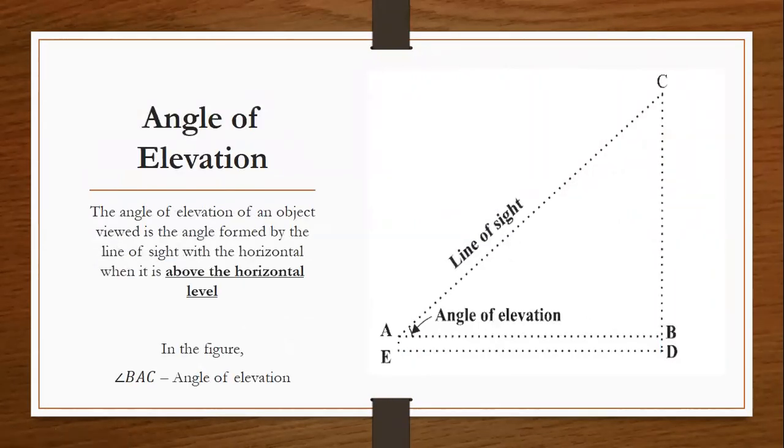Next one is angle of elevation. Now the person A is standing and he is looking up at the tower. So when you are looking above the horizontal level, then it is called the angle of elevation. Here BAC is the angle of elevation.